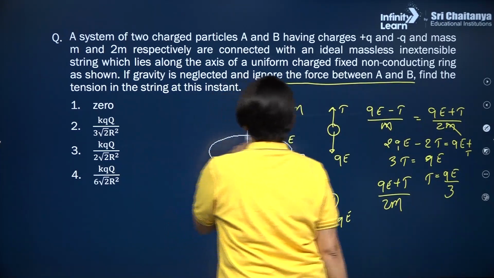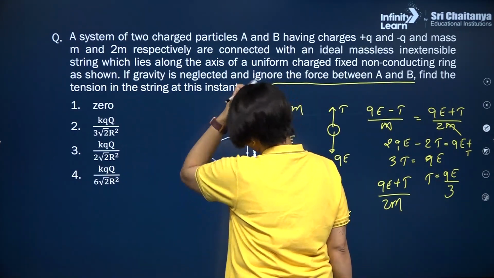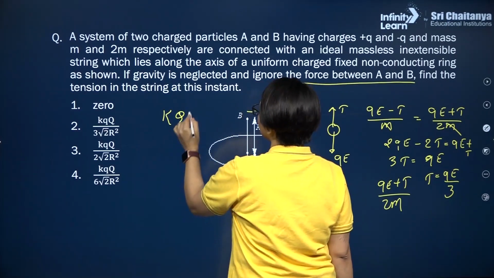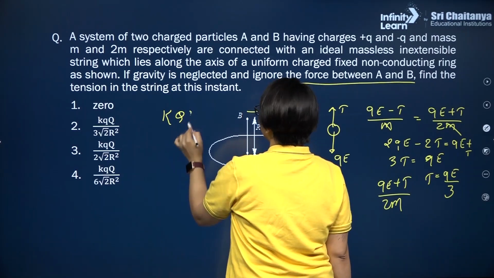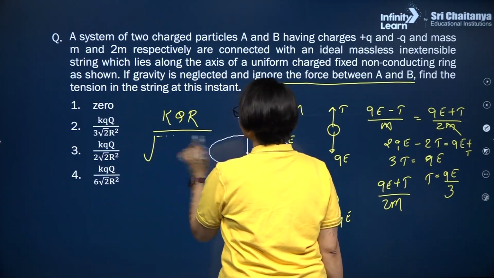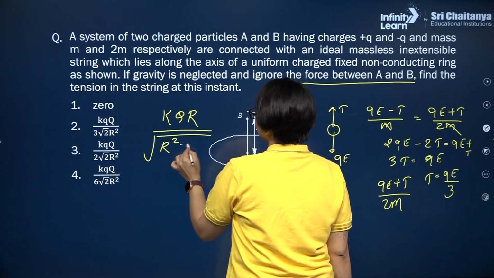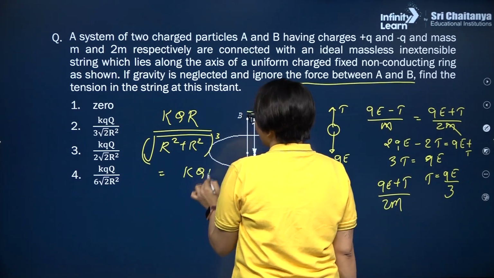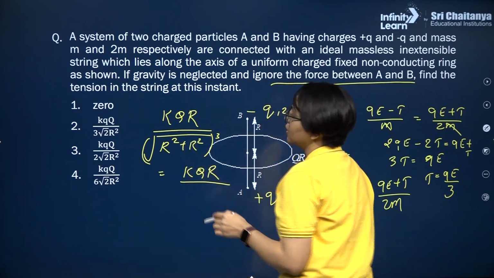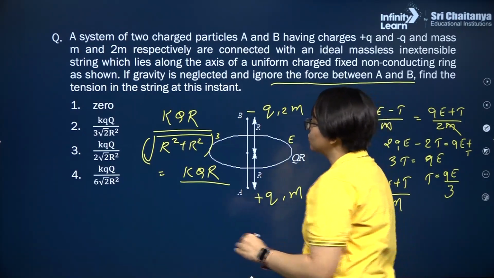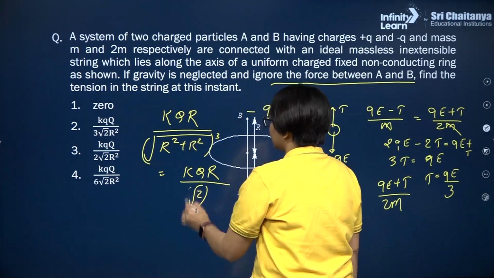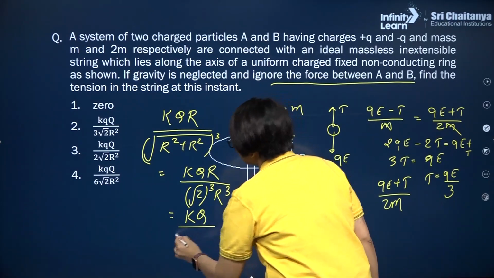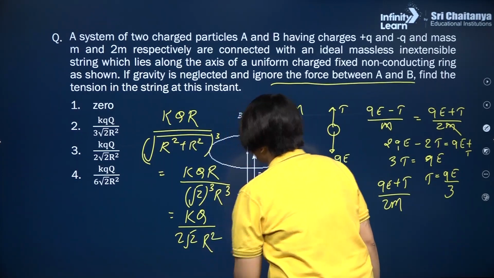Let us find the electric field by this non-conducting ring having charge Q and radius r. It will be KQx divided by (x square plus r square) to the power 3 by 2. Here x is r, so it is r square plus r square to the power 3 by 2. So this is root 2 to the power 3 into r cube. So, this is KQ upon 2 root 2 into r square, right.